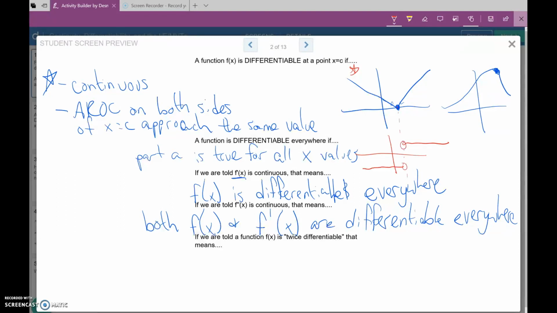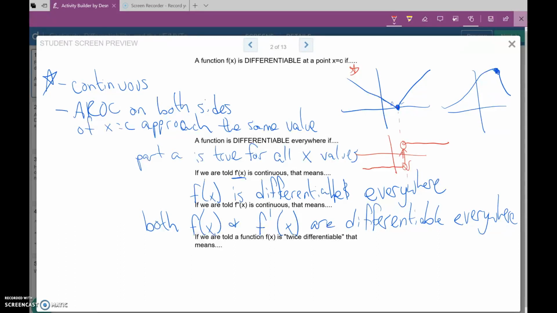So anytime a function f has a sharp turn, that means that its derivative will be discontinuous. There'll be a gap in between somewhere. Same thing with a cusp like this. You would end up having a gap, a discontinuity in the derivative.